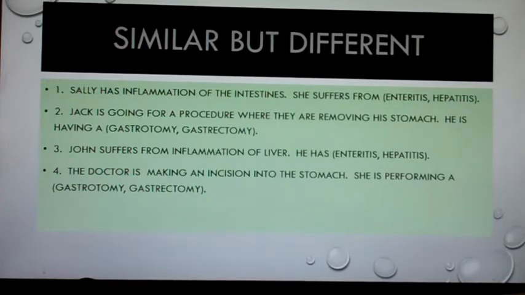Number 3, John suffers from inflammation of the liver. He has enteritis or hepatitis. Number 4, the doctor is making an incision into the stomach. She is performing a gastrotomy or gastrectomy.